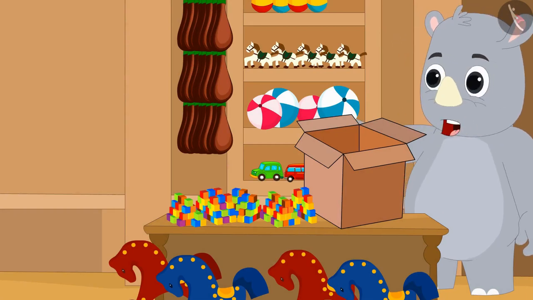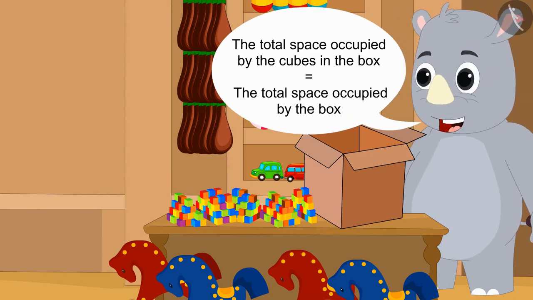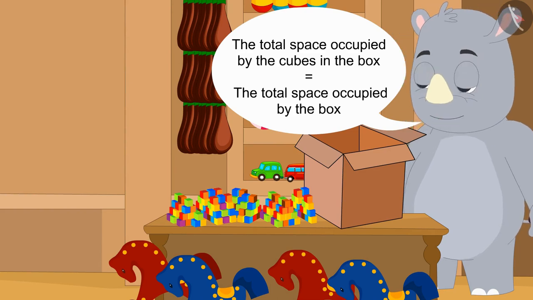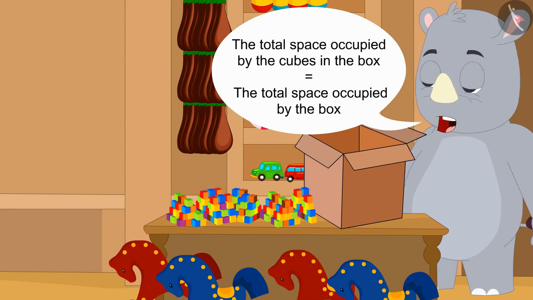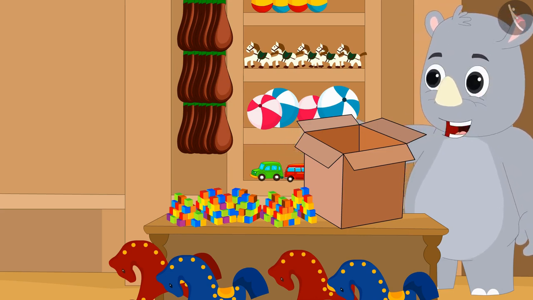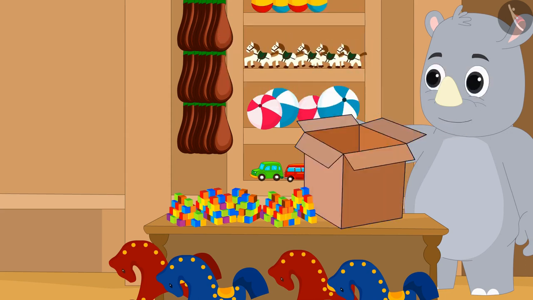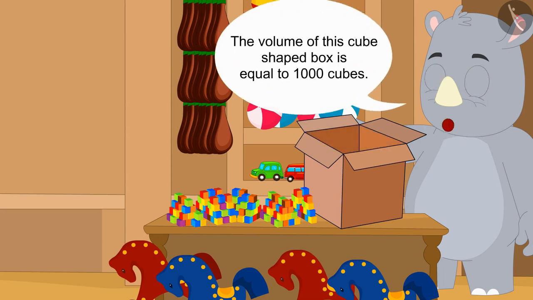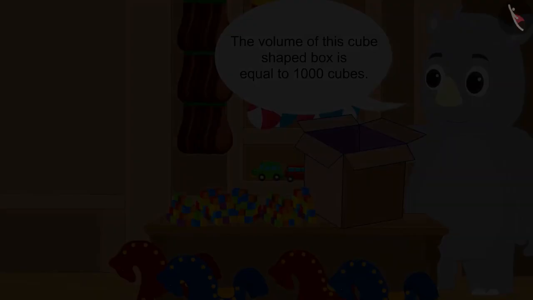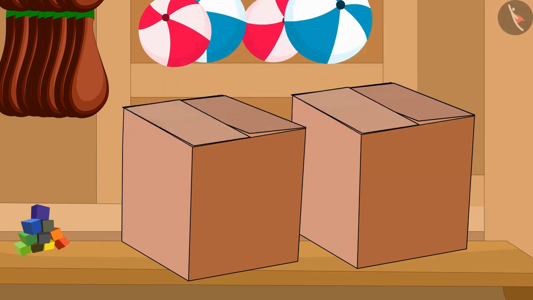Because the thickness of the cardboard is negligible, the total space occupied by the cubes in the box will be equal to the total space occupied by the box. But the total space occupied by any object is its volume. The volume of the box will be equal to the cubes placed in it. This means that the volume of this cube-shaped box is equal to 1000 cubes. Gagu packed 1000 blocks in the cube-shaped boxes each and started selling them.